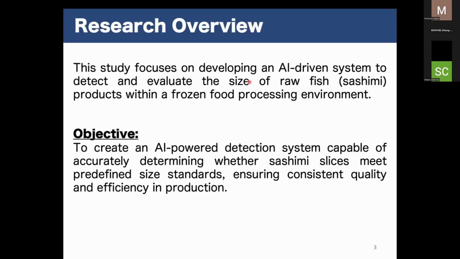So our core research objective is to develop an AI-powered detection system that can evaluate the raw fish slice based on a predefined size threshold. The ultimate goal is to implement a fully automated inspection, not partly actually. It's a fully automated inspection system within the production line that replaces subjective manual judgment with consistent quality measurement, enabling real-time evaluation and improved operational throughput.